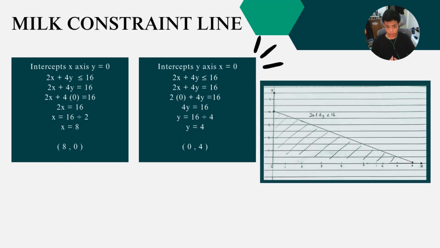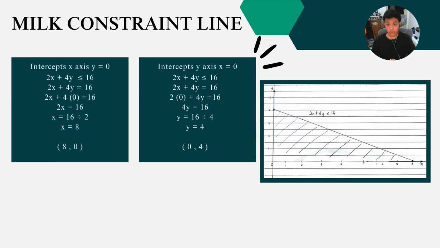Next, I will be presenting a part of the linear programming model, which is a fundamental topic in operational research. Especially, I will explain the milk constraint line, which represents one of the limitations in a linear programming problem. In linear programming, we often deal with constraints that are written in the form of linear inequalities. For the example, we are given a constraint that 2x plus 4y is less than or equal to 16. To graph this constraint, we first need to convert it into an equation for the boundary line, 2x plus 4y equals 16. Then we find the intercepts so we can draw the line on the graph.